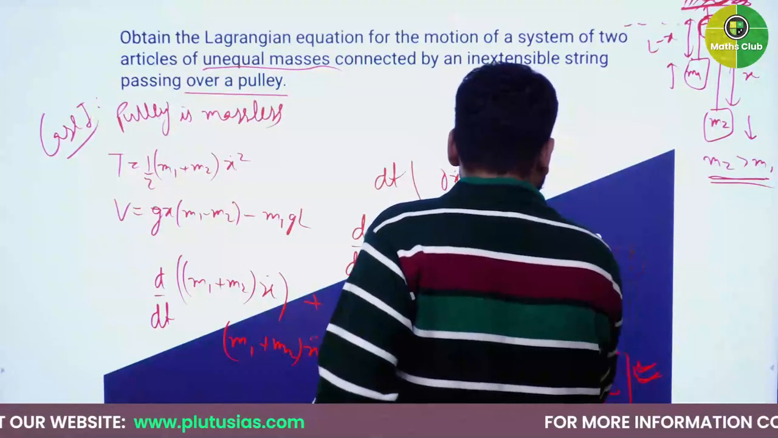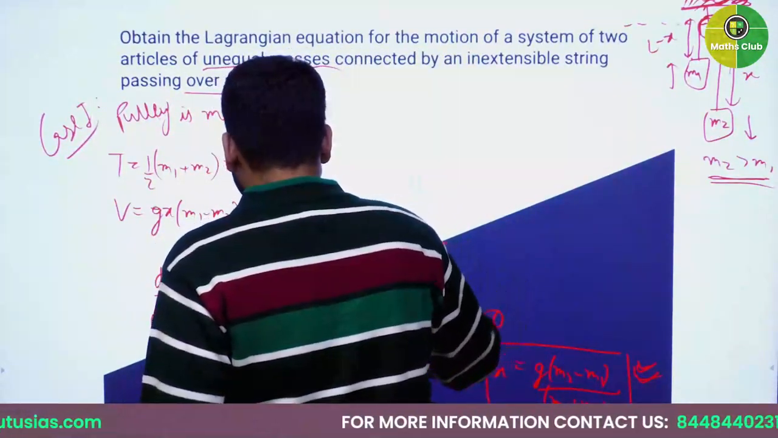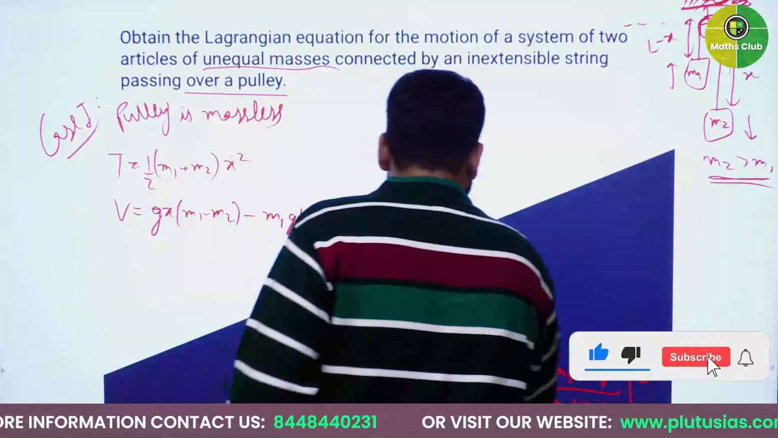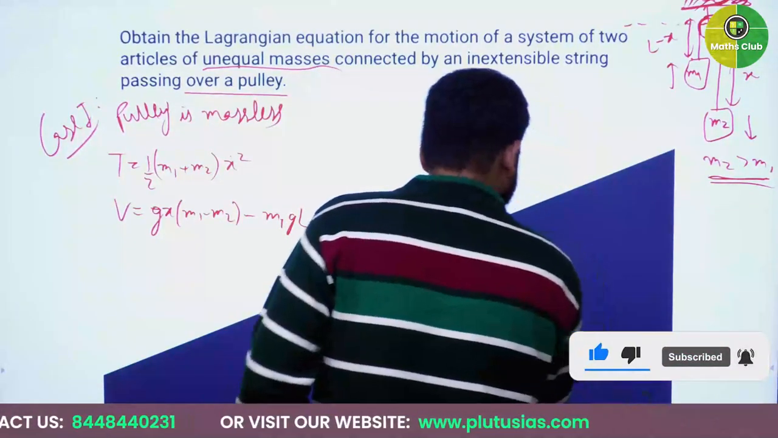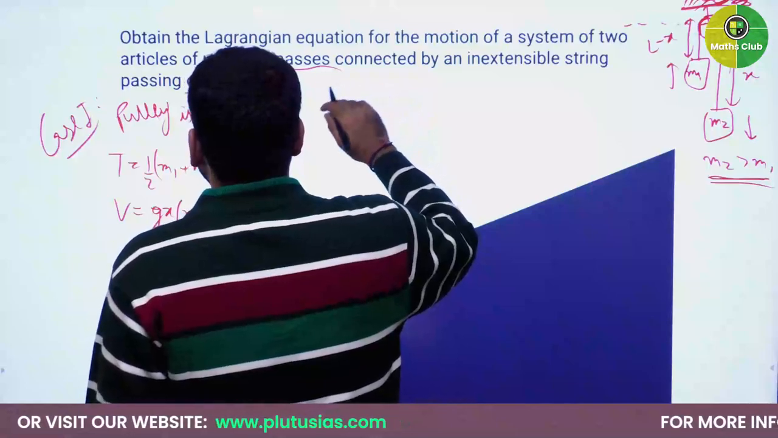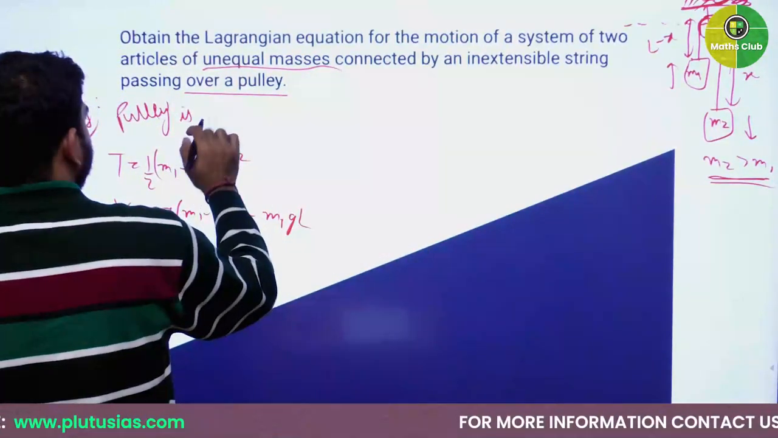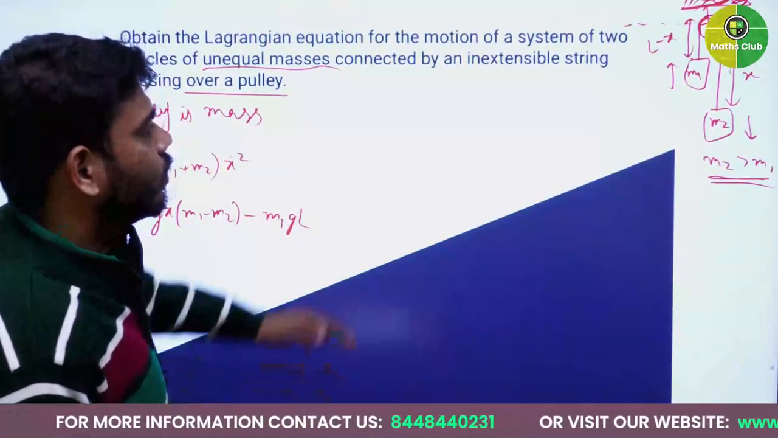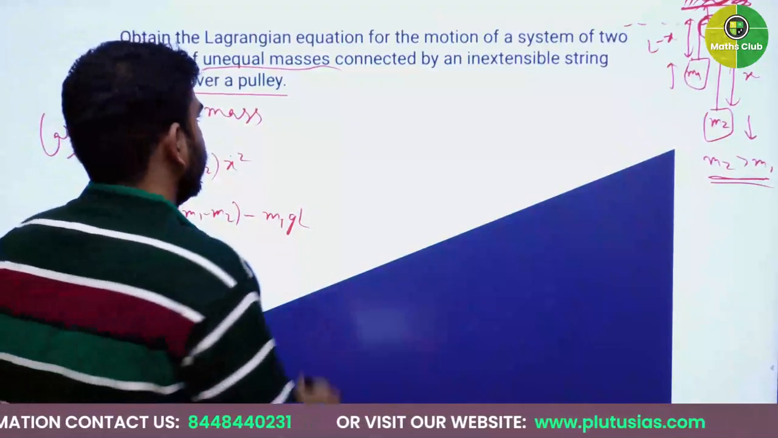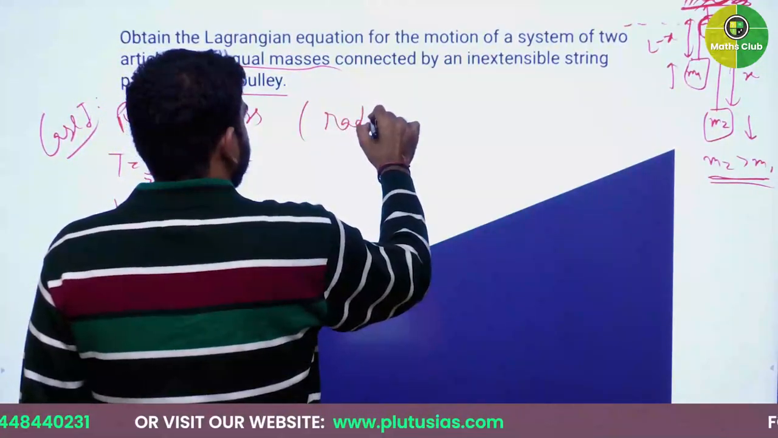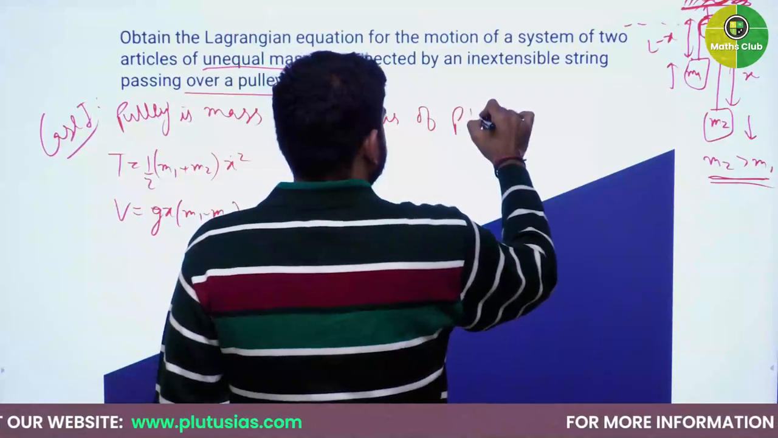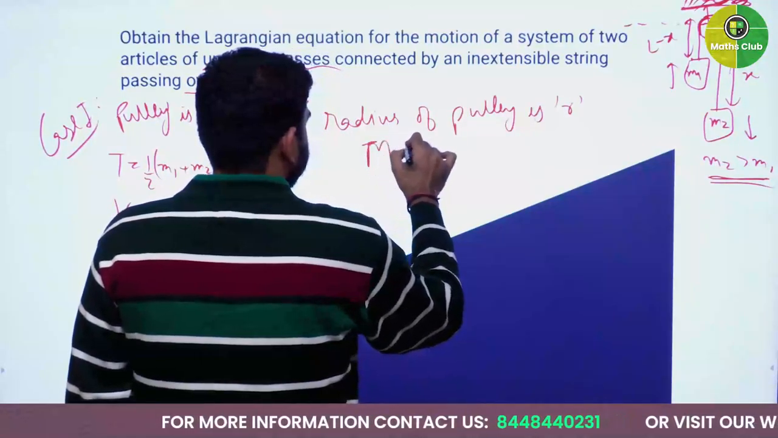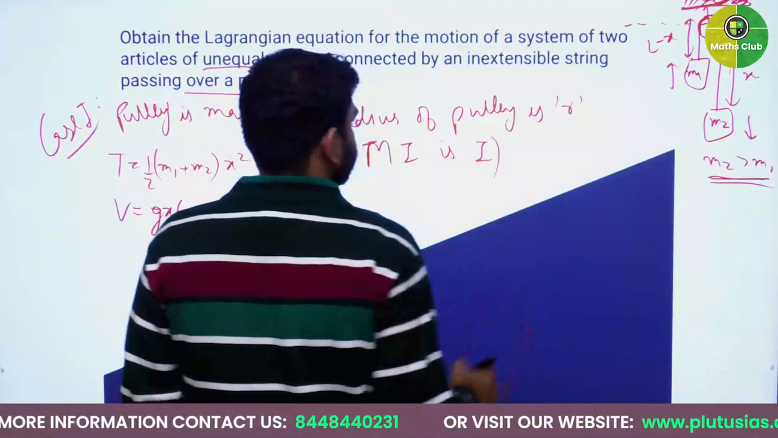Now let us solve it for the second case. The second case that we have is when the pulley is having a mass. Nothing is given to us. Kuch nahi de rakha ki uska kya radius hai, what is the mass. So we have to imagine everything. Let us imagine the radius of the pulley is r, and the moment of inertia is I.